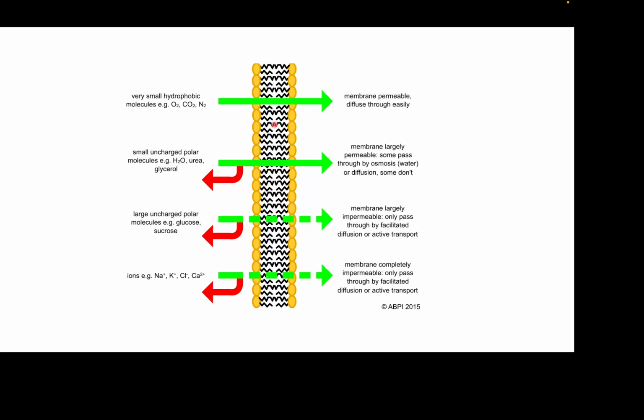Large uncharged or polar molecules such as glucose and sucrose, the membranes are largely impermeable for these compounds. They can only pass through facilitated diffusion or active transport. Then ions such as sodium, potassium, chloride, calcium, the membrane is completely impermeable to such ions and they can only pass through facilitated diffusion or active transport.